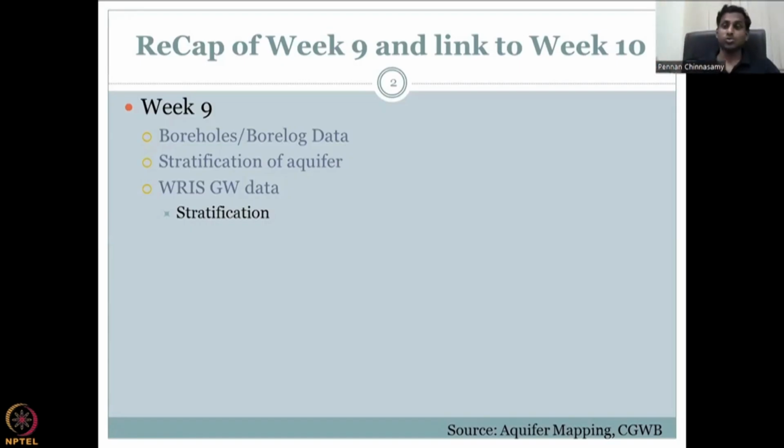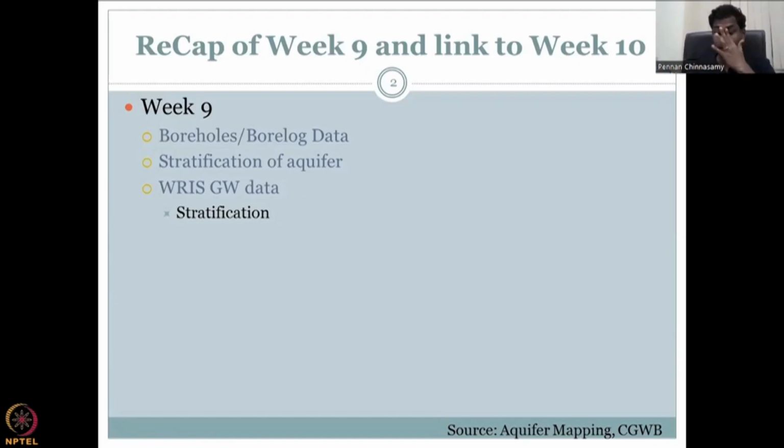Those layers were used to stratify, create multiple layers of the aquifer so that we know how water moves between the layers. We looked at the WRIS data portal, which is the Indian Water Resource Information System. So it's normally called India WRIS, WRIS standing for Water Resource Information System.